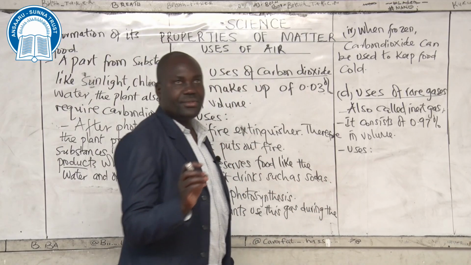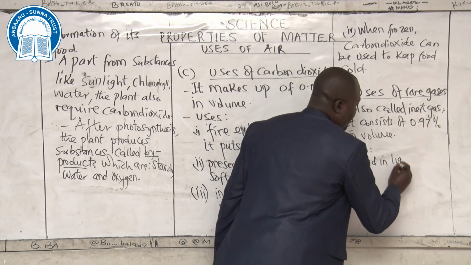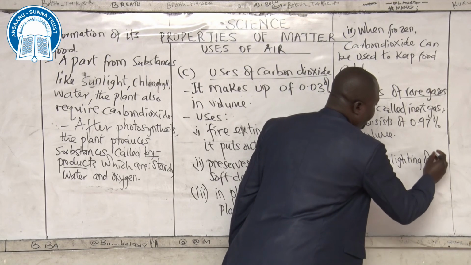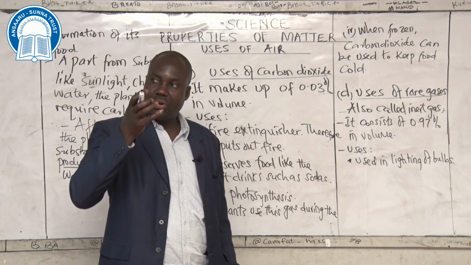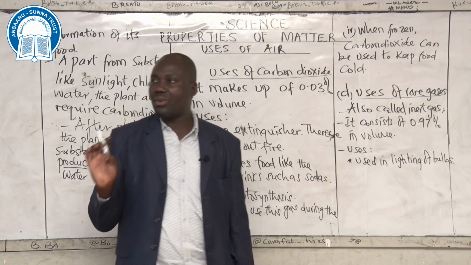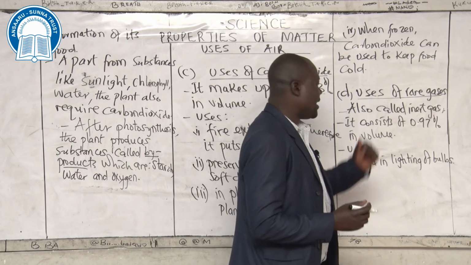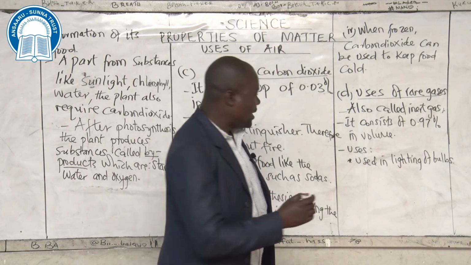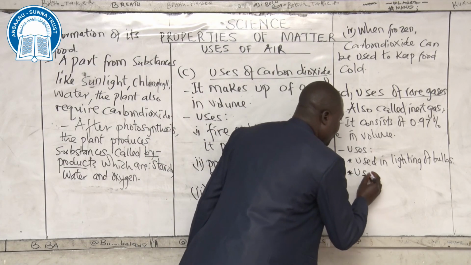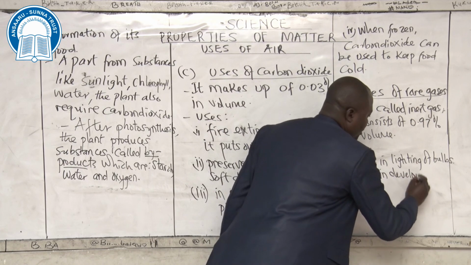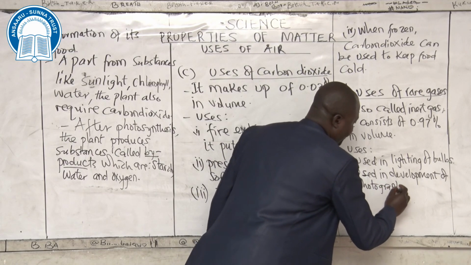The major use is in lighting of bulbs. When you put on the switch of the bulb, you see it glowing. Then it gives now the bright light. What makes it glow and give out light is the rare gases, and that type of rare gas called argon. Then number two, this gas also is used in development of photograph pictures.